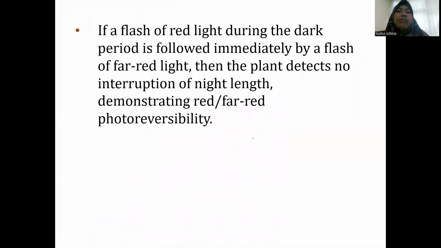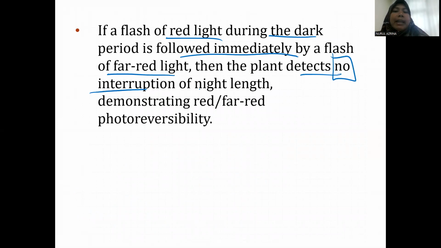Okay, next. A flash of red light during the continuous dark period, followed immediately by a flash of far red light, the plant detects no interruption of the night length. So this is what we call demonstrating the red far red photoreversibility effect. So ini maksudnya, red and far red photoreversibility effect.